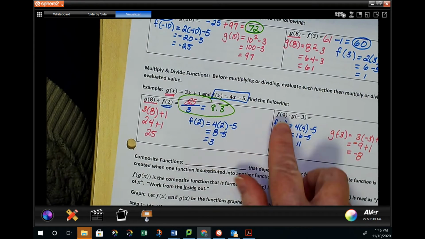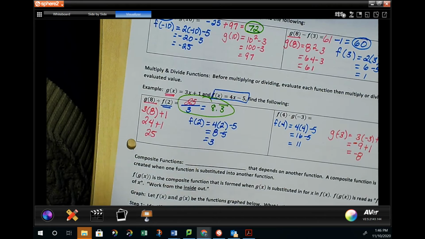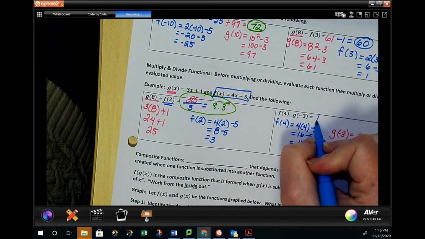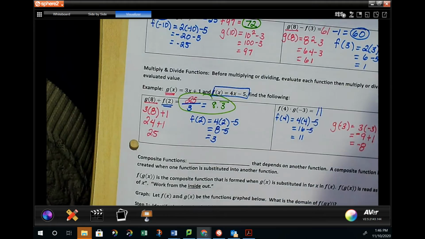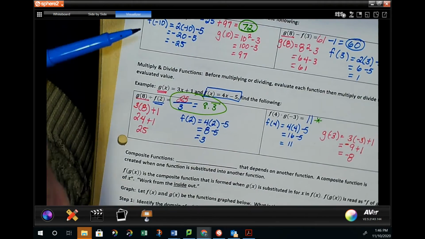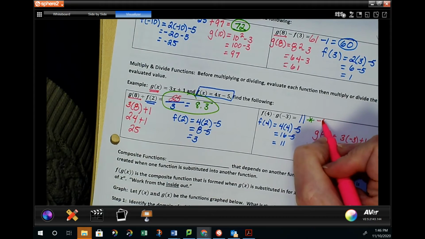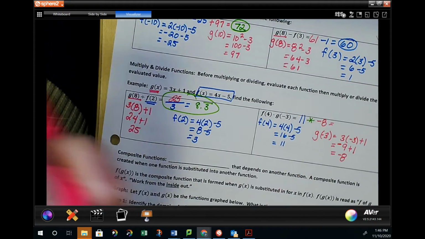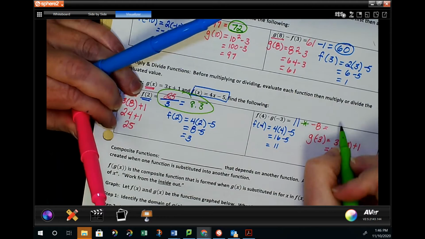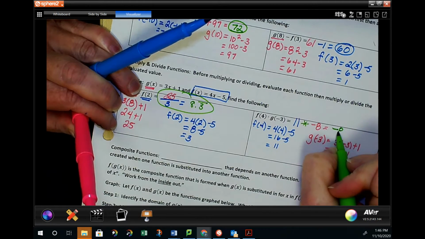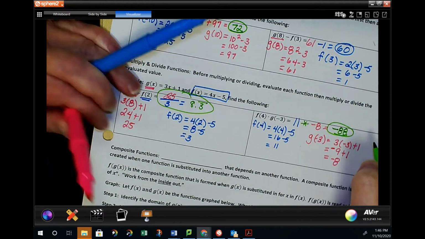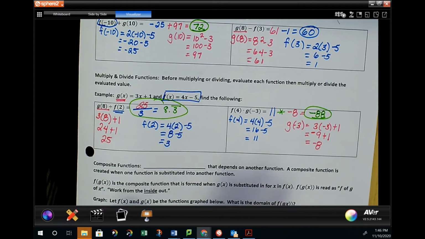So this one is multiplying. We're going to take our function f, and we're going to multiply it by function g. And that's negative 8. So 11 times negative 8 ends up being negative 88. And that's your answer. So this is how you're going to add, subtract, multiply, and divide functions. And what you have to do is go through and evaluate first.